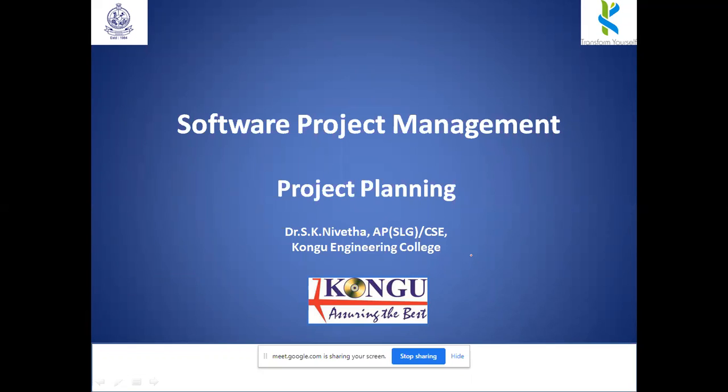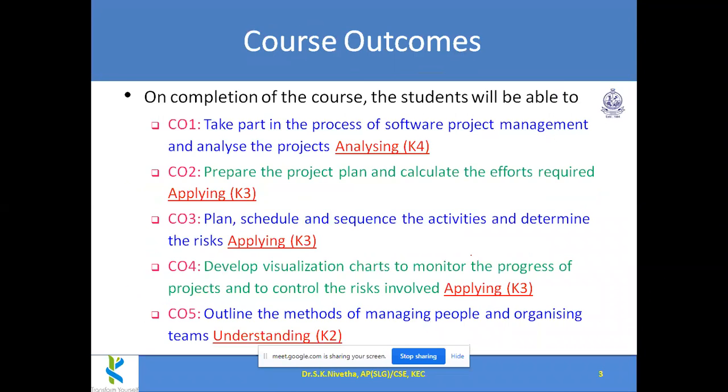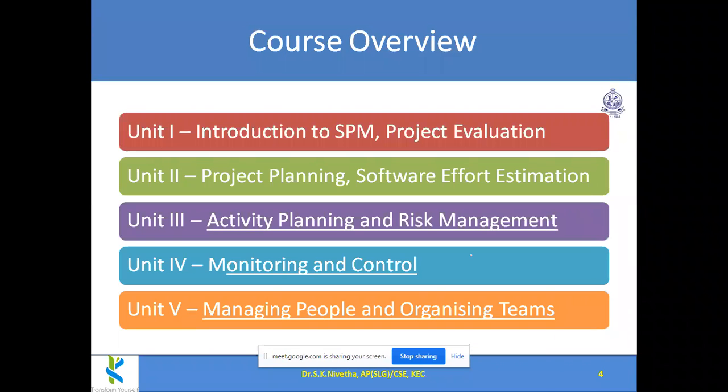So now we are starting unit 2, project planning. In unit 2, we have project planning and software effort estimation. And in unit 3, we'll be having activity-wise planning. This project planning deals with the overall project plan, and activity planning is for each task, how we are planning the activities to carry out the whole project.